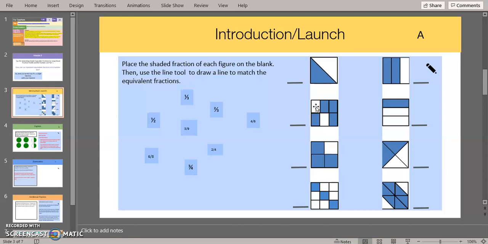Next, you can transition into we do, where this is guided instruction. You may ask the students prompts such as, how many equal pieces are there? How many shaded pieces are there? What is the numerator? What is the denominator? And lastly, you can have the students practice the you do portion, where they're independently practicing the 6 other examples.